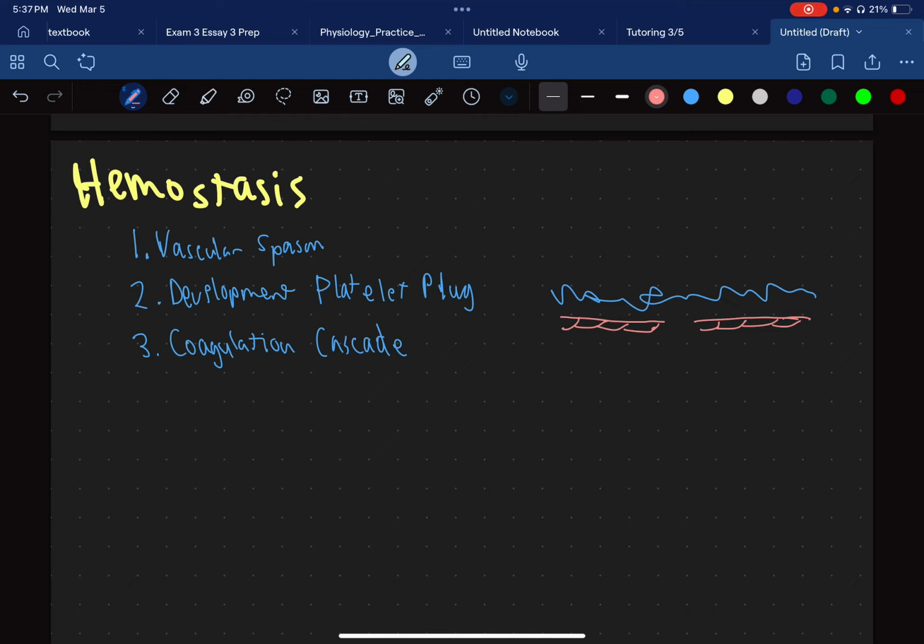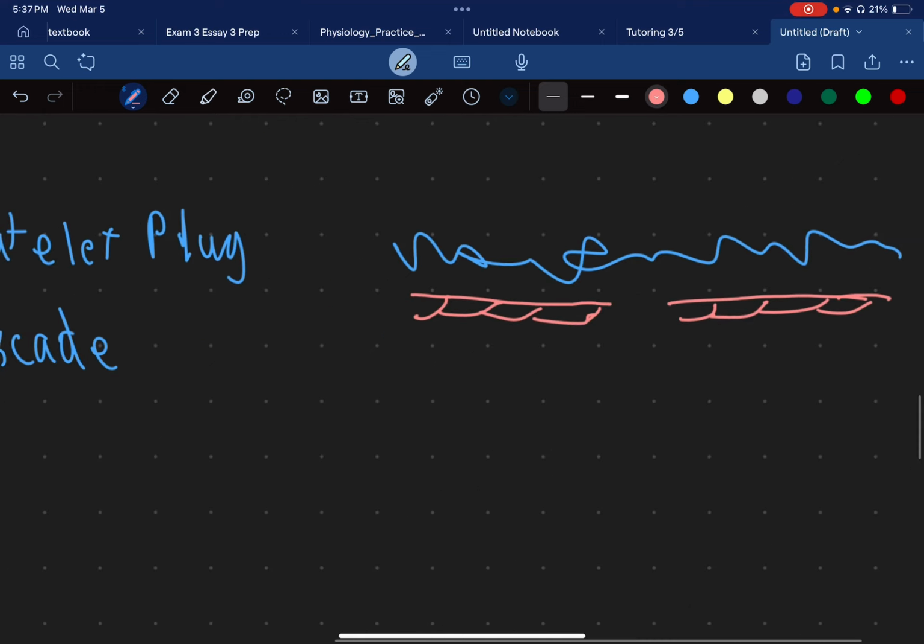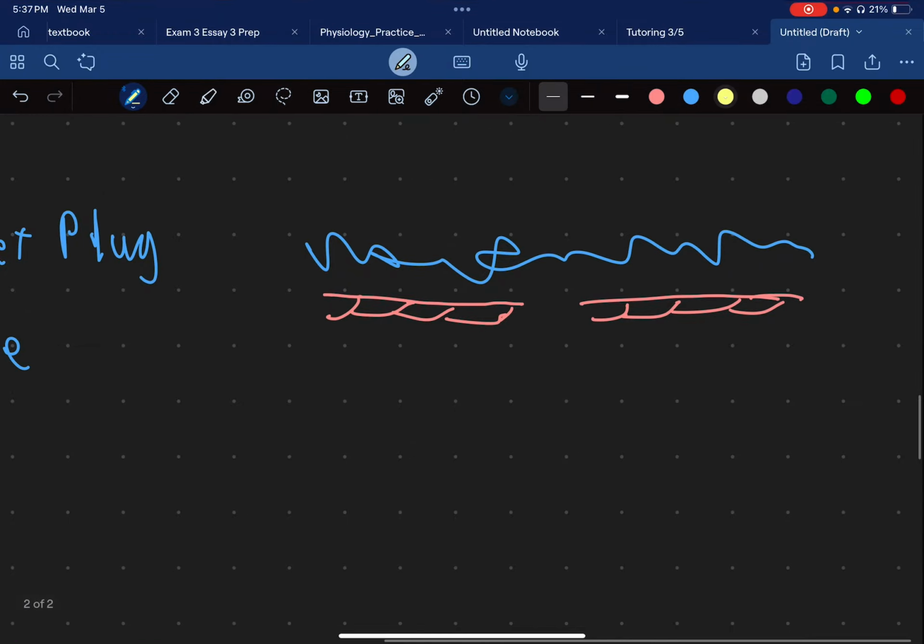So the pain is going to cause the damaged blood vessels to vasoconstrict for a short amount of time. So initially, there's going to be a shortage of blood to this blood vessel. Unfortunately, it doesn't last for very long, and eventually the smooth muscle will relax, and will start bleeding more. So that's when the platelet plug comes into play. So let's break it down.